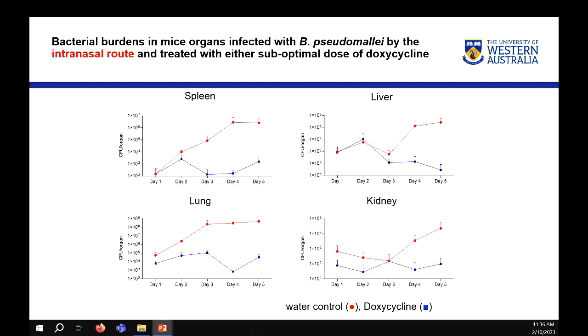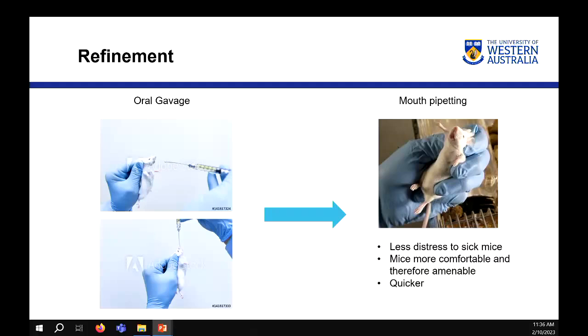So I was talking about refinement. With the doxycycline, you actually deliver it orally, and this is what oral gavage is. Initially we were doing this method. It is a needle, but there is a metal bulb at the end of it, so that literally it just slides into the mice and goes to the stomach, and you deliver the whole entire drug in their stomach.